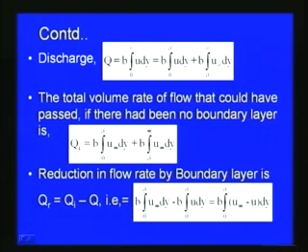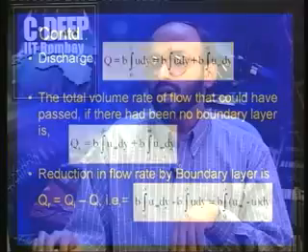So this one is with the boundary layer and the one is without the boundary layer. So with this we can see that the reduction in flow rate by formation of the boundary layer is qr = qi - q. So we can write this as b ∫0 to δ u∞ dy - b ∫0 to δ u dy, which is equal to b ∫0 to δ (u∞ - u) dy. So this is the reduction in flow rate by the boundary layer formation.